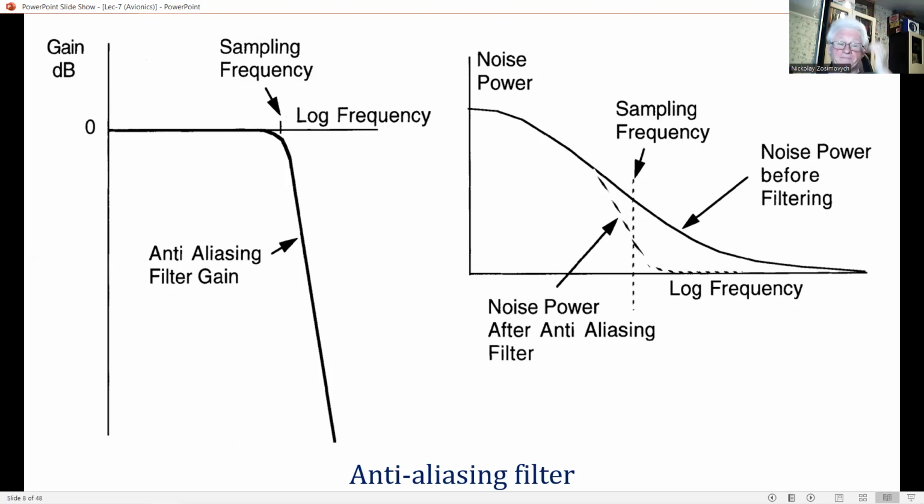Let's see this diagram. And clearly, the higher the sampling frequency, the better, so that the lag introduced by the anti-aliasing filter is very small over the range of control frequency. Okay? Nice. Let's go on.